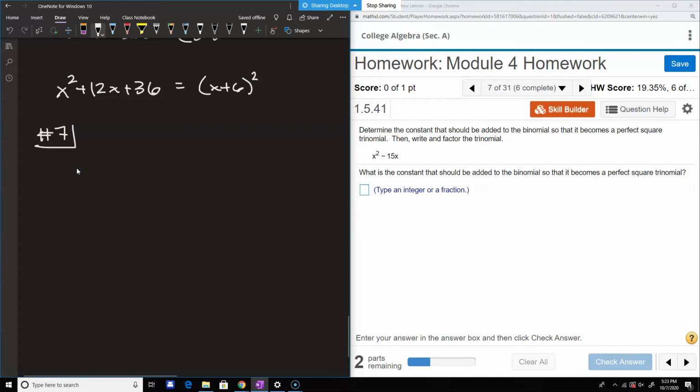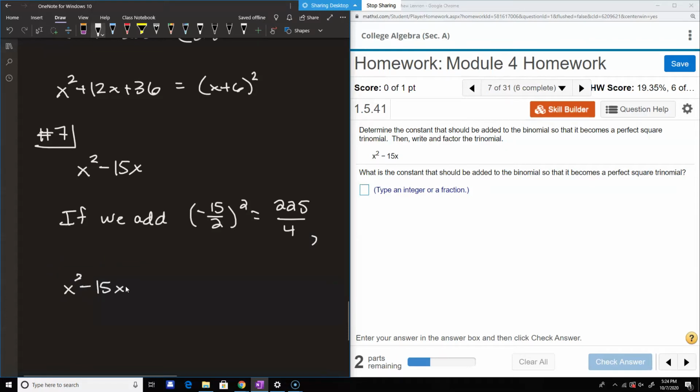So here we have x squared minus 15x. The thing that's acting as b, the letter b in this problem, is negative 15. So if we add negative 15 over 2 quantity squared, which is 225 over 4, then what happens? We get x squared minus 15x plus 225 over 4.